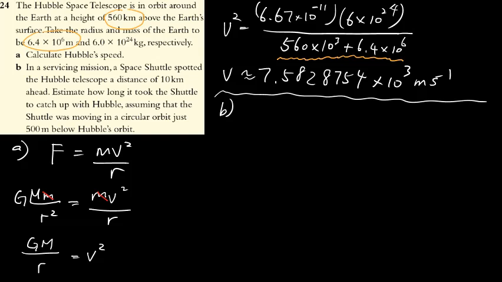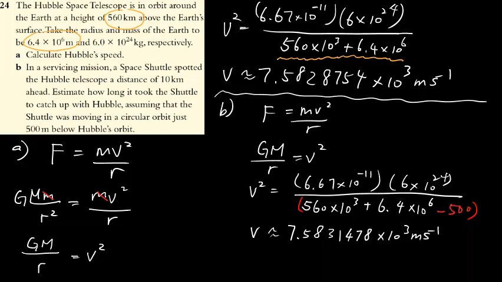The first part of B is very similar to A as well. So do the same thing again, but this time it says it is 500 below its orbit. So the R will be minus 500 here. And at last you should find the answer of this one. Now you should know why I take so many digits in part A.